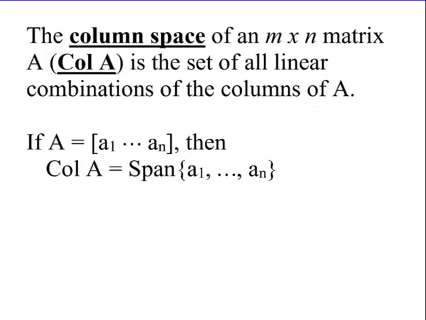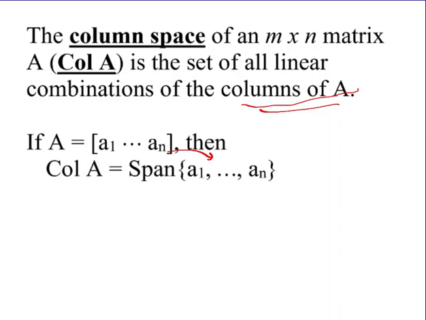The column space of an n by n matrix is just breaking apart the columns of A. That's really all that is. That would be the column space of A, and it's just those n vectors that you're going to have in there.